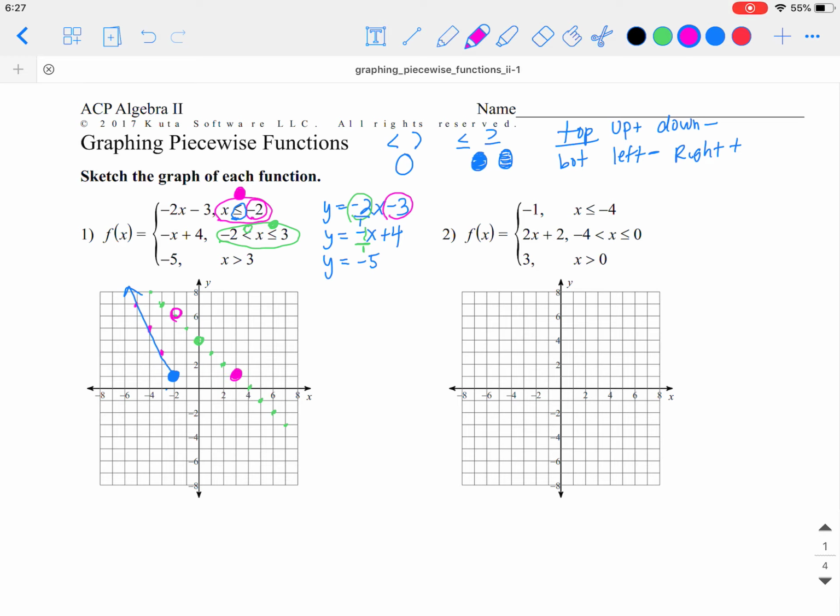Okay, so what is this graph actually asking of us, right? The x is in between this -2 and this 3. So what is in between -2 and 3? This area right over here. And I'm going to go ahead and I'm going to erase.